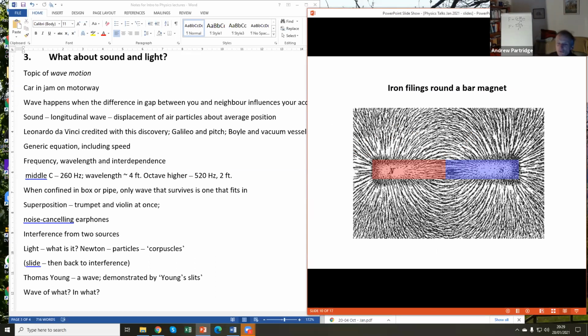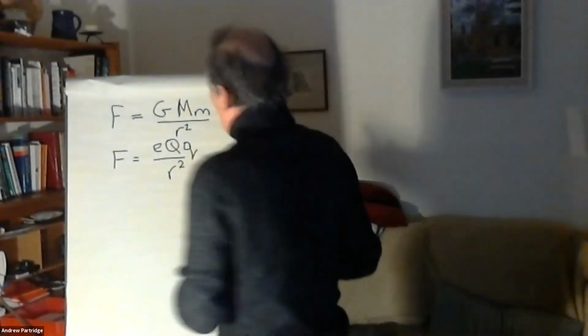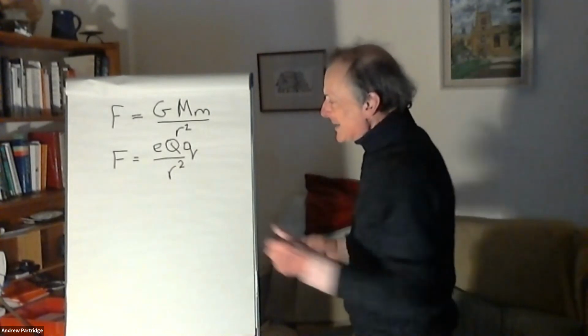And it suggests something coming out of the magnet. It certainly suggests what became known as lines of force. And Faraday developed this idea into the concept of a field, a magnetic field.